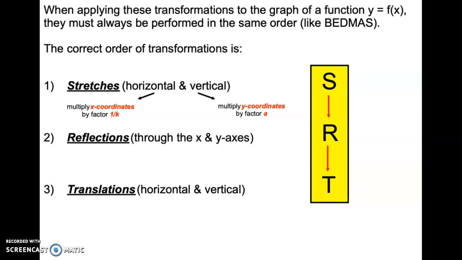When applying transformations, we have to apply stretches and reflections first. So that means we're going to deal with those a's and those k's first. And then last but not least, we would apply any translation, so left, right, up, down. So it's that SRT.